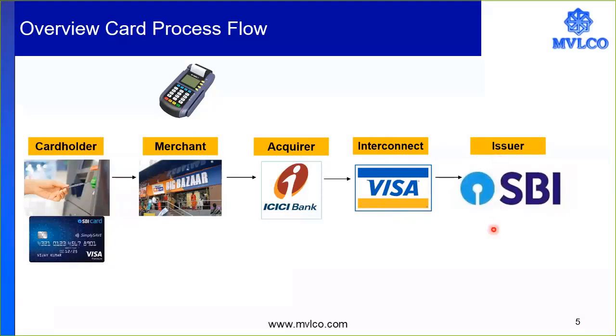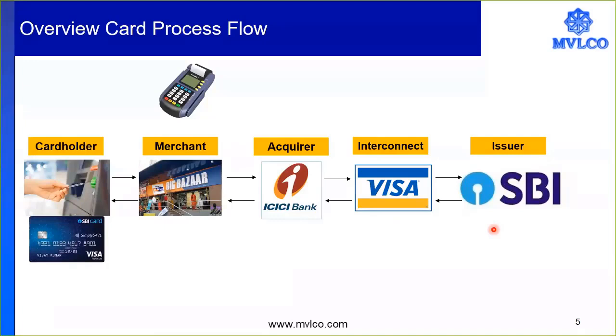SBI checks whether the card is genuine, whether the card holder is genuine, and whether the card holder has adequate balance in his account. If it's a debit card, it would be the balance in his account. If it's something like a credit card, then SBI would check whether adequate credit limit is available. If the answer to all these questions is yes, SBI will approve the transaction, and the same message will flow till the end, till the merchant level, and the POS machine would show that the transaction is approved. That's how the transaction between card holder and merchant would get over.